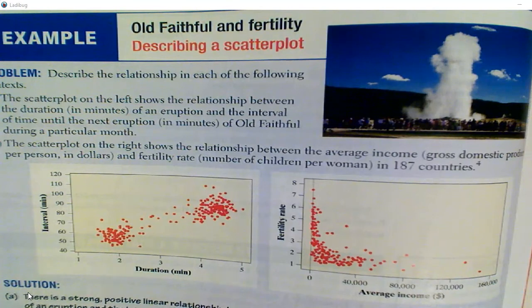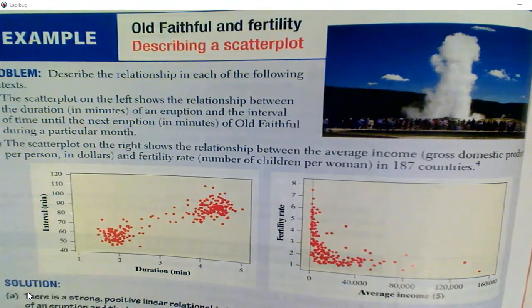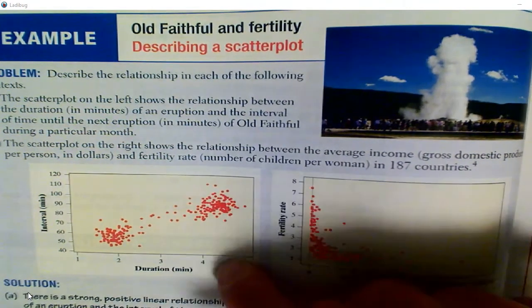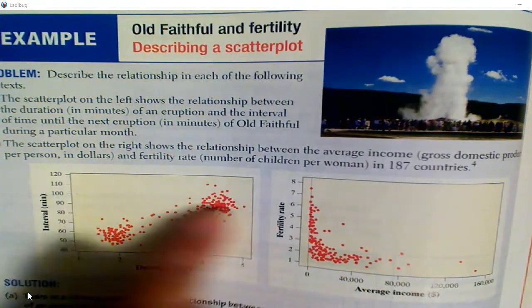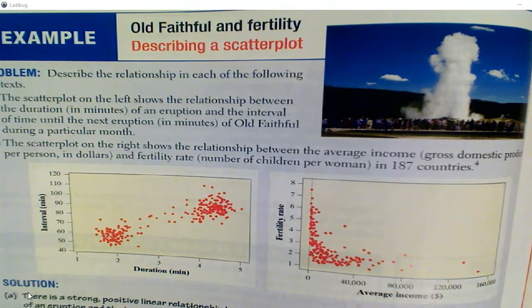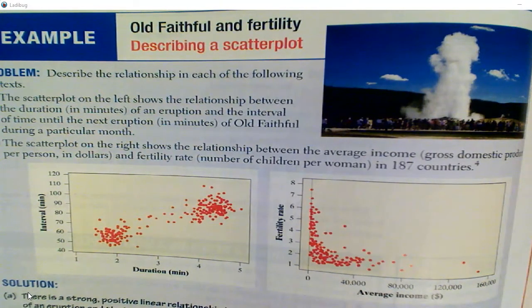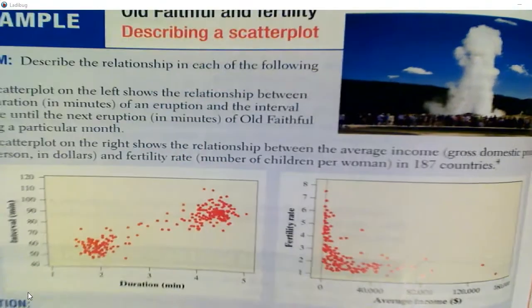There are two main clusters of points. One cluster has a duration around 2 minutes, here it is, with an interval of about 55 minutes until the next eruption. And then there's another cluster at about 5.5 minutes with about 90 minutes between eruptions. So you want to describe any unusual features. Those two clusters kind of stand out a little bit. So don't forget it's DUFS. Direction, unusual features, form, where form is linear or nonlinear, and then strength. Is it strong? Is it weak?